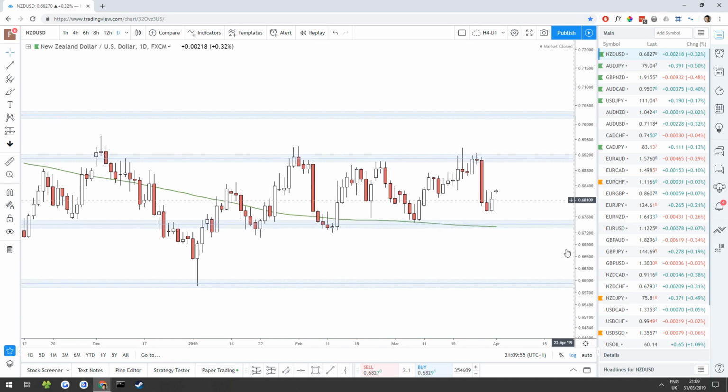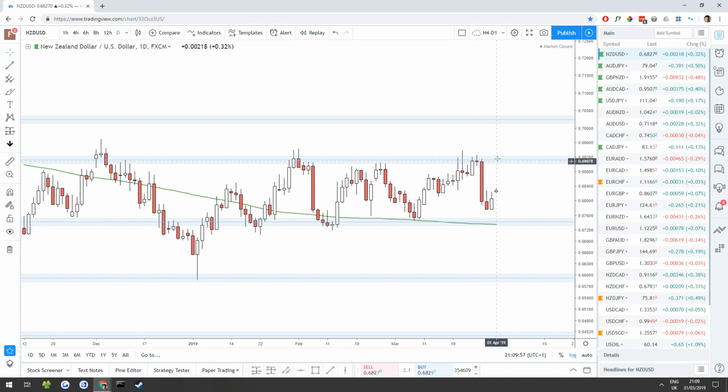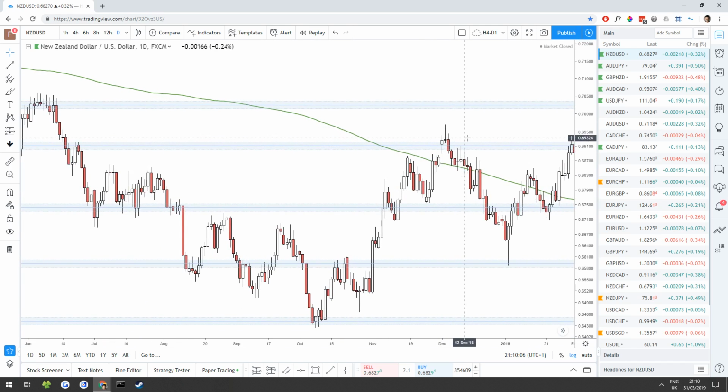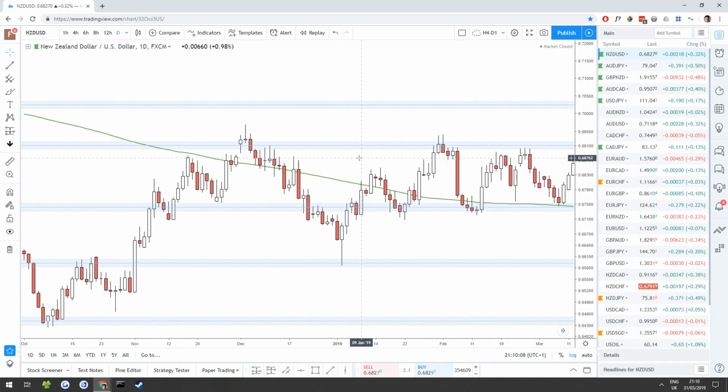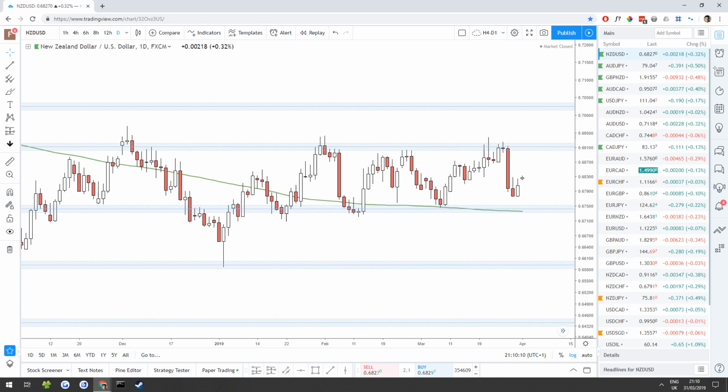Now, this setup, it wasn't the first time we saw it. We have seen similar setups from this resistance area for quite some time. You could look back as far as the 4th of December 2018, and price has been bouncing away from this resistance area since then. So this is the resistance area here. What's the exact date there? The 4th of December 2018. What's happening on the 4th of December?